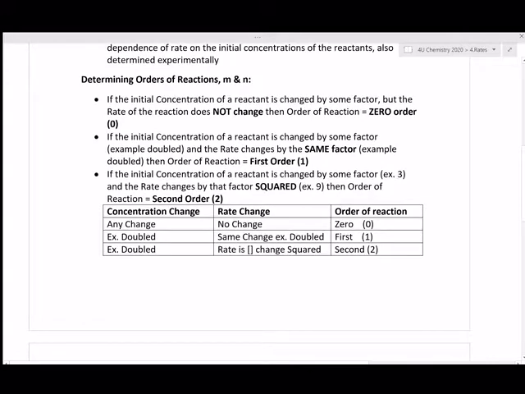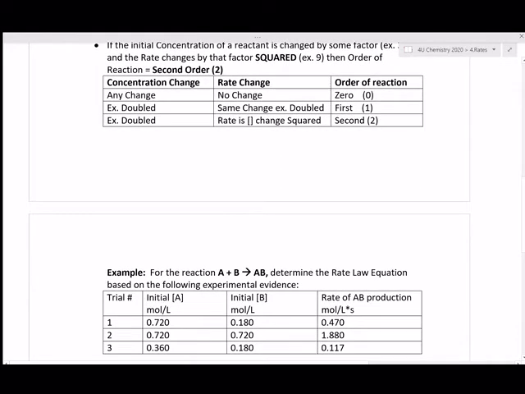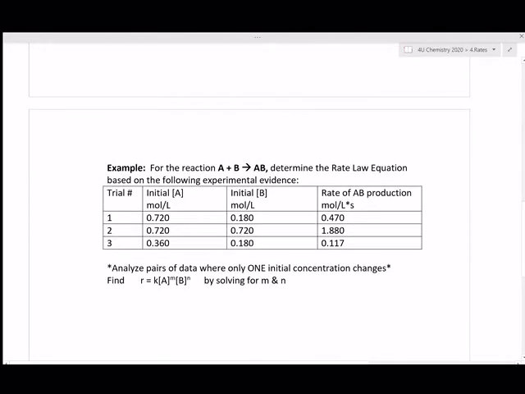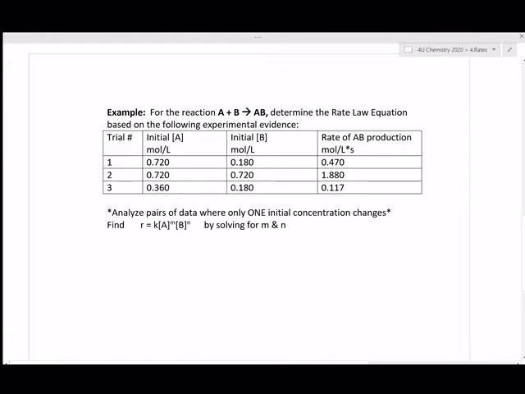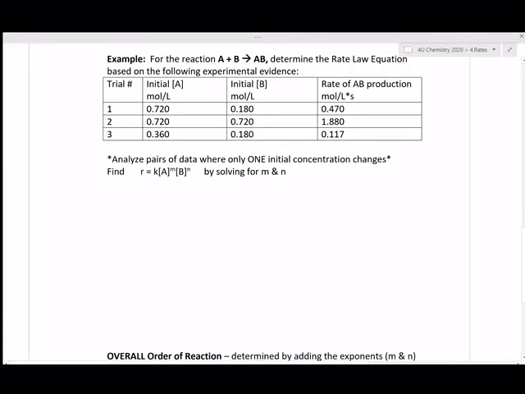So that is second order. There are third order reactions, but we're not going to be doing those in this course, and they're fairly rare, so you don't need to worry about it. All right, so the best way to understand this is to do an actual problem.